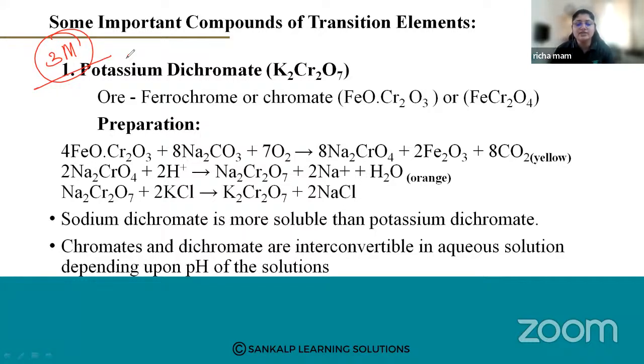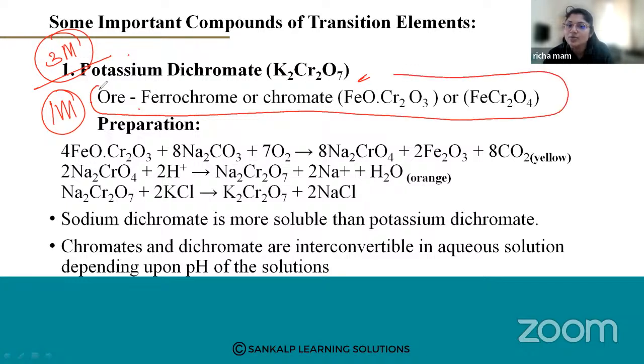First we are going to see potassium dichromate. It is K2Cr2O7. Potassium dichromate is K2Cr2O7. The ore which is present is ferrochrome or chromite ore. One mark question, very important: which is the ore used for the preparation of potassium dichromate? So what is the ore and its composition? Very important. Please make a note in your book.